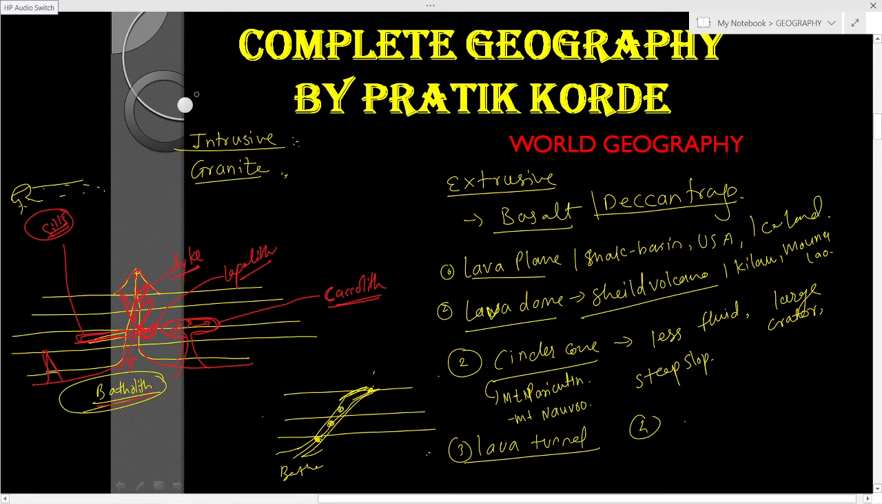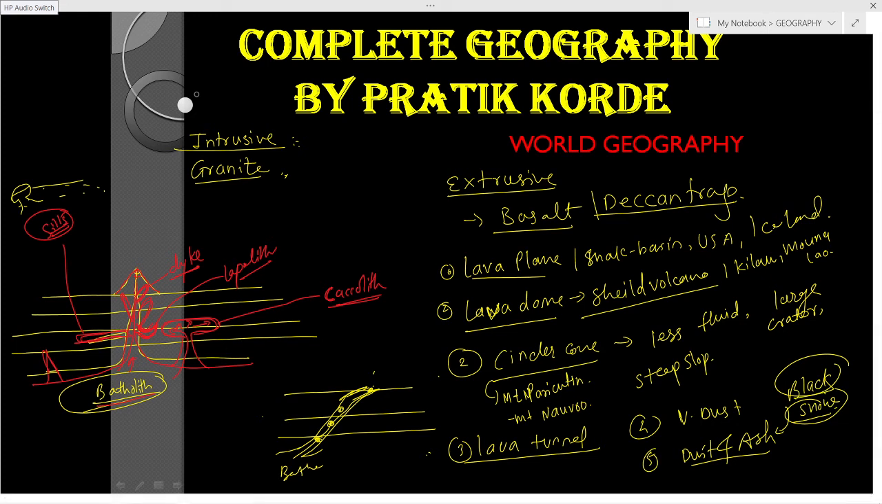The next is volcanic dust, which comes under the pyroclastic material. And fifth is dust and ash, and it makes black snow. Okay, so this was all about the volcanoes.